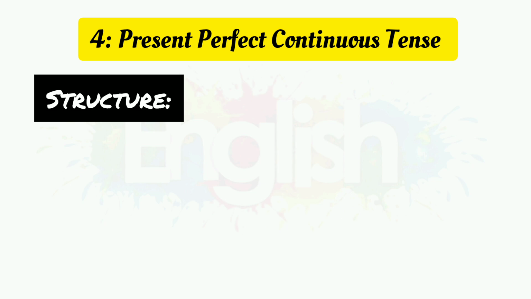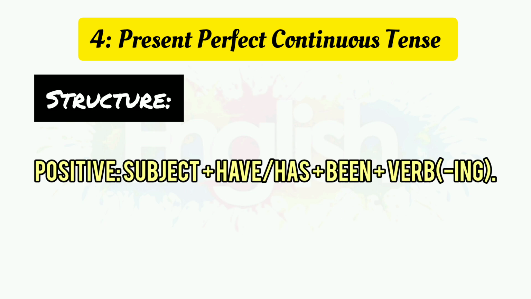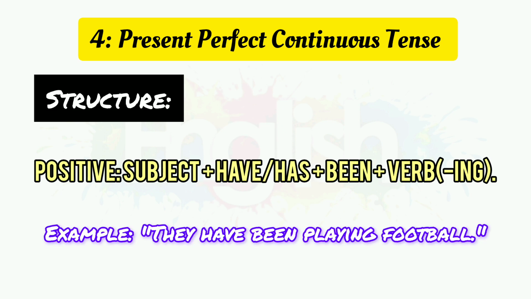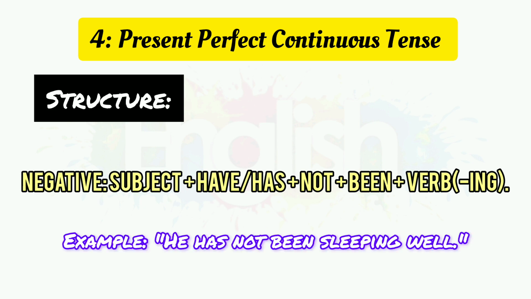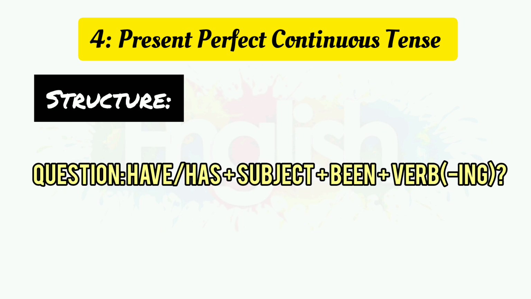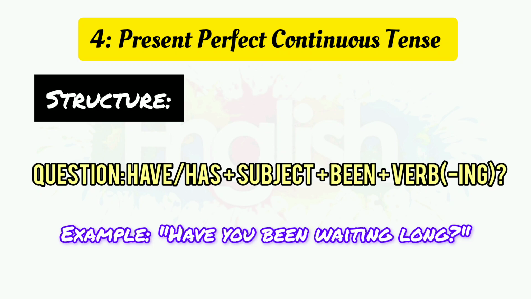Structure, positive: subject plus have or has plus been plus verb ing. Example, they have been playing football. Negative: subject plus have or has plus not plus been plus verb dash ing. Example, he has not been sleeping well. Question: have or has plus subject plus been plus verb ing. Example, have you been waiting long?